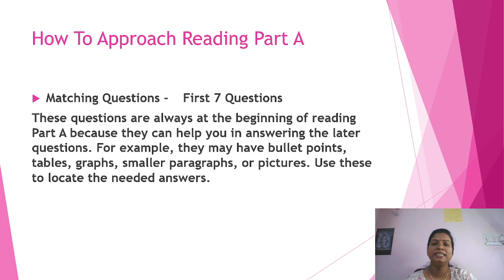How to approach OET Reading Part A? First, I already told you, the first questions will be matching questions. These first 7 questions are always at the beginning of the reading part because they can help you answer the later questions. You will get an overall idea about the question booklet, what the question is asking, what Text A is, maybe some definition or some disease condition, or clinical assessment, or medication, or treatment. Like that, you will get 4 texts. When you do the matching questions, you will get an overall idea of the question booklet.